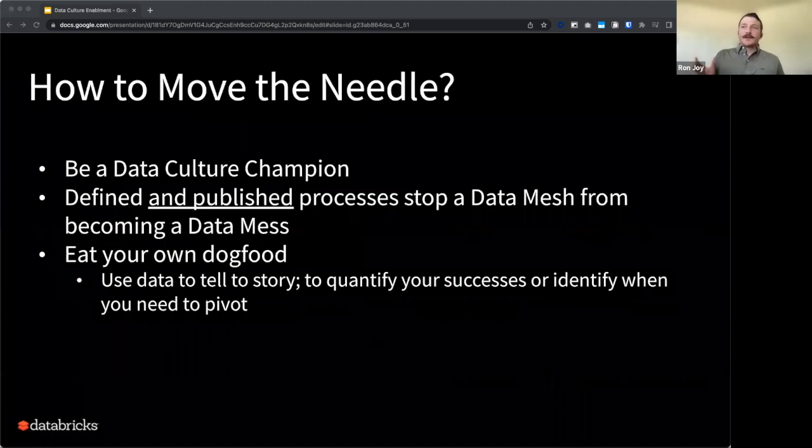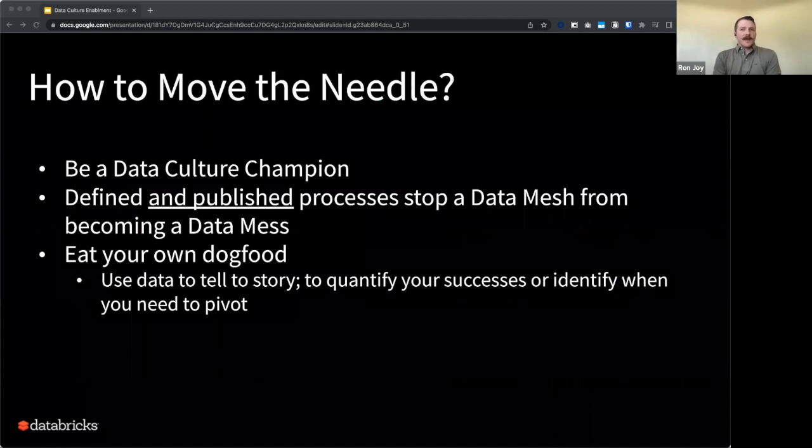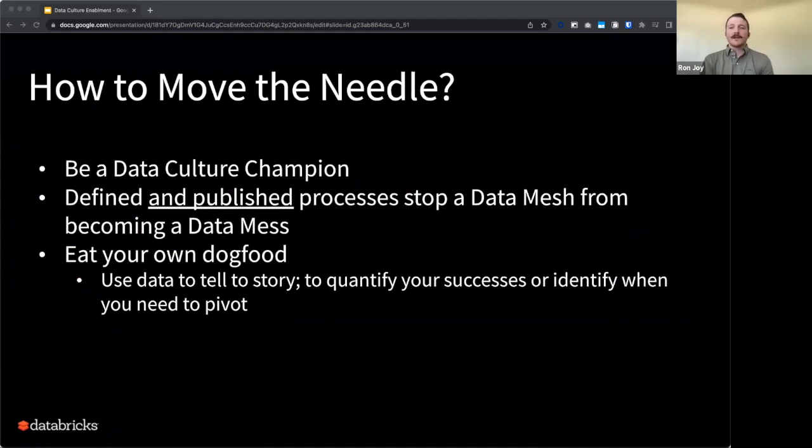So again, how do I move the needle? And this is just about to close it up. We've got questions after this, so we'll open it up here in a second to questions, but I just want to talk about how do we move the needle in our various different roles and responsibilities? Why does this matter to me? Well, everybody needs to be a data culture champion across the board. As an organization, be a data culture champion.